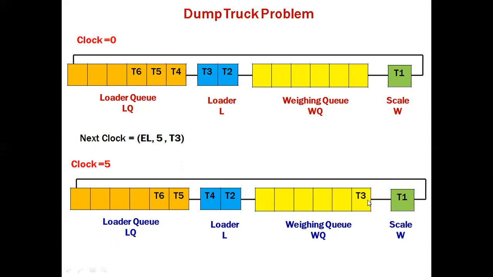And according to the question, there are 2 loaders and they will have to be busy all the time. Okay, so once I take out T3 here, only T2 will be there, right? So I will have to bring T4, the next truck which is on the loader queue, onto the loader. So at clock 5, T1 we have on the scale, T3 has moved on to the weighing queue, T2 as usual is there, and T4 we have brought from the loader queue to the loader, and in the loader queue one less, that is T5 and T6 are there.